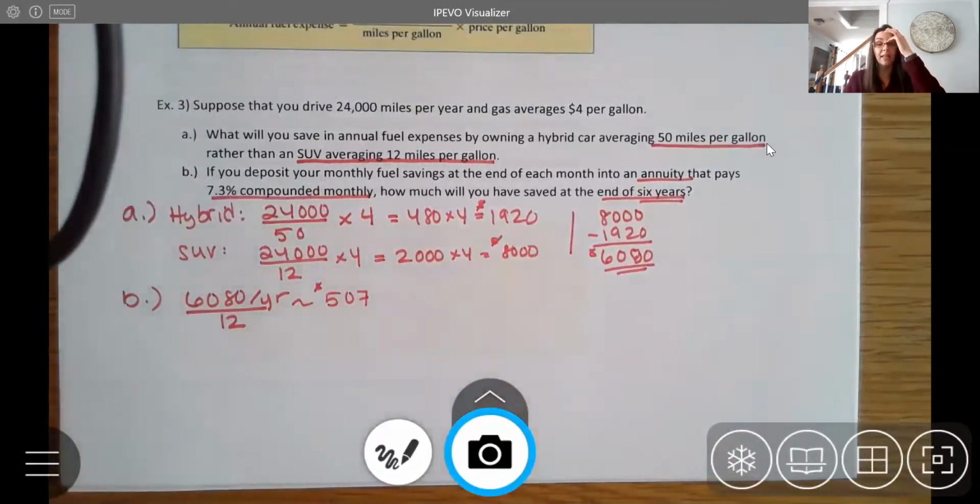So what we're saying is that instead of spending the money on fuel, let's say you buy the hybrid. And again, we're assuming that the other costs are around the same, or else it may not make sense, right?